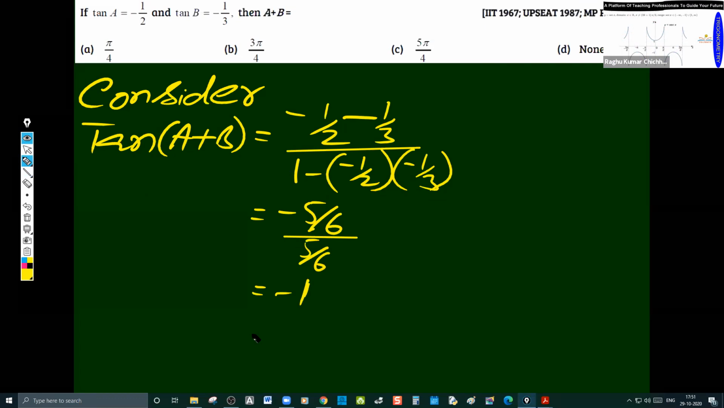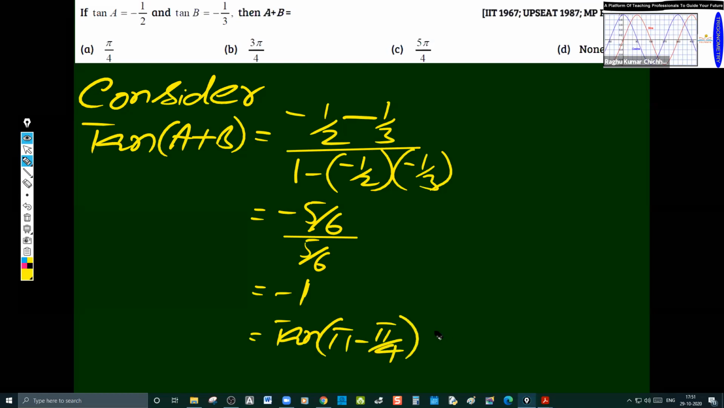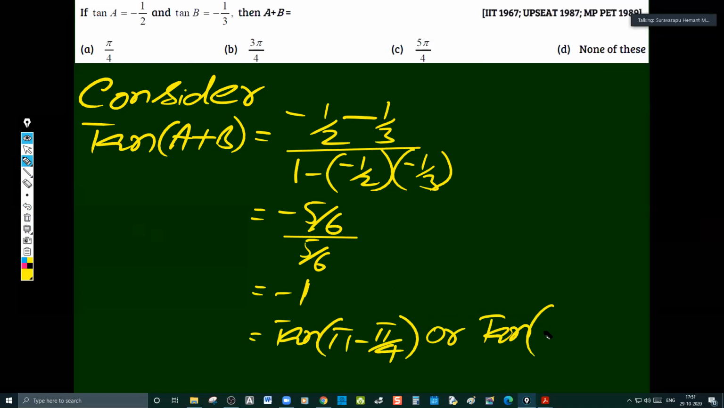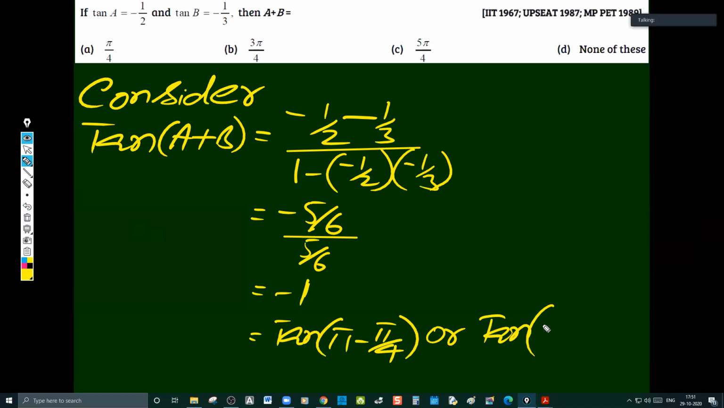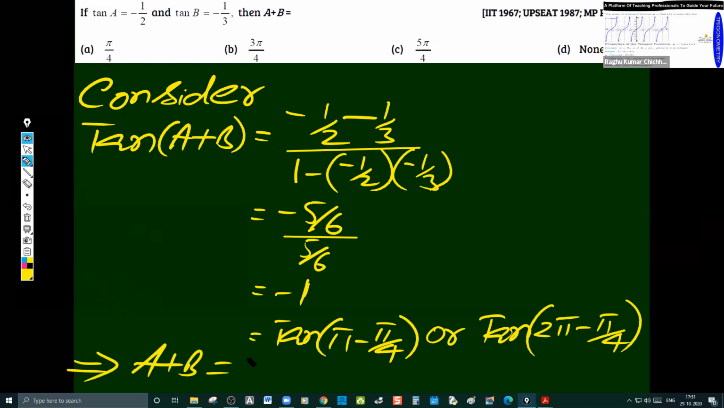Tan of A plus B is minus 1. Negative means it may lie in the second quadrant, or it may lie in the, you tell me. Fourth. Fourth means 2 pi minus pi by 4. Yes, sir. Then which implies that A plus B is equal to 3 pi by 4, or it can be 7 pi by 4.